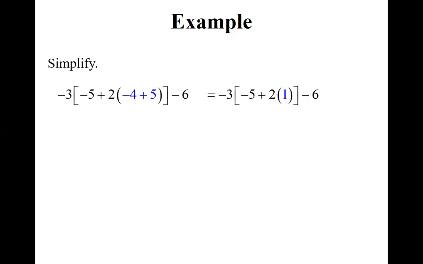Now the grouping symbols we have are just the square brackets. We work inside of that. We have -5 plus 2 times 1. We have addition. We have multiplication. Order of operations says multiplication comes first. So 2 times 1 is 2. All that we have left in the square brackets now is -5 plus 2. -5 plus 2 is -3. We can change those square brackets to parentheses at any time.